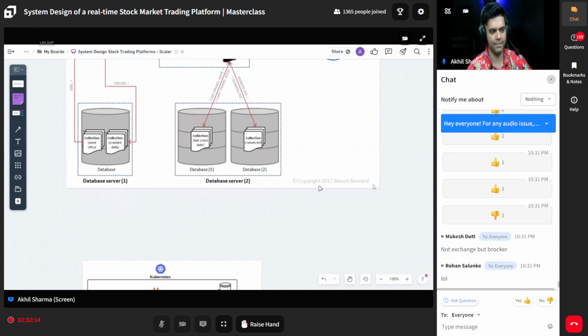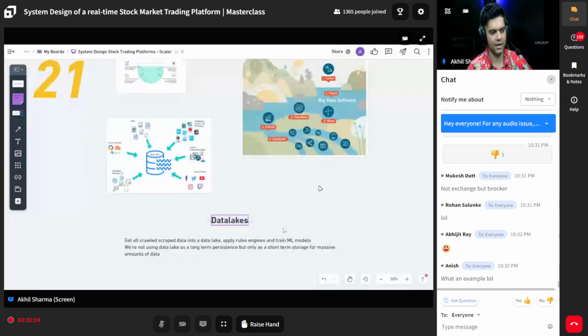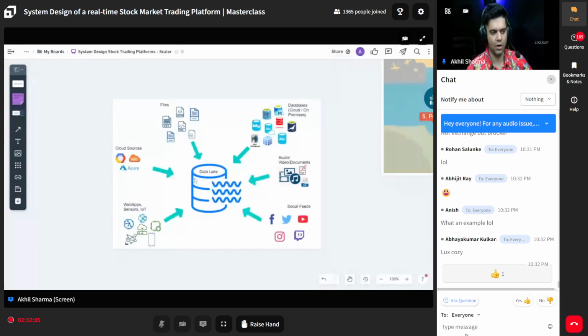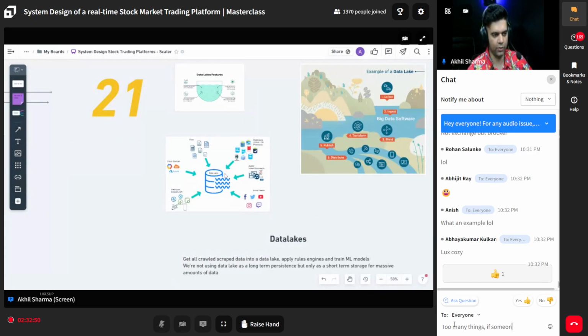So you use distributed scrapers to get information from across your competitor websites into something called a data lake. A data lake is where a huge amount of information exists at any given point of time. You're not persisting this information for long-term storage. You just have it available in a data lake so that you can process that information. So a data lake is different from a warehouse. In a warehouse, you store and persist information for a long period of time. In a data lake, you just have information flowing in a place where you can process it in a better way.